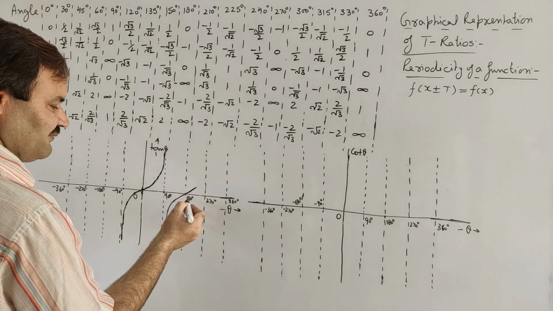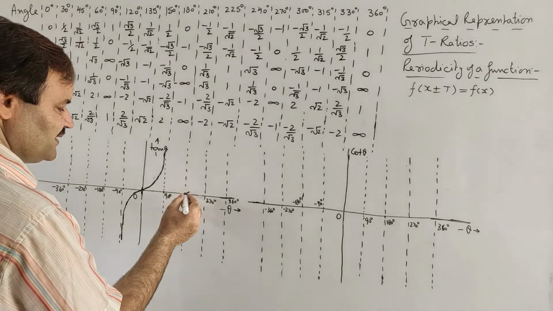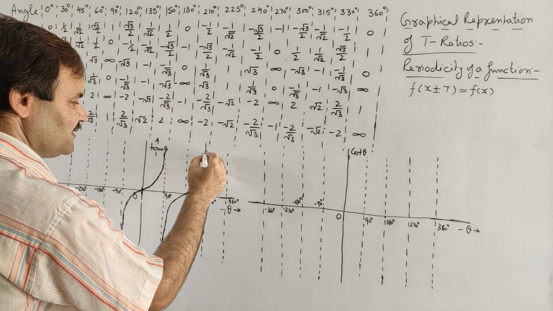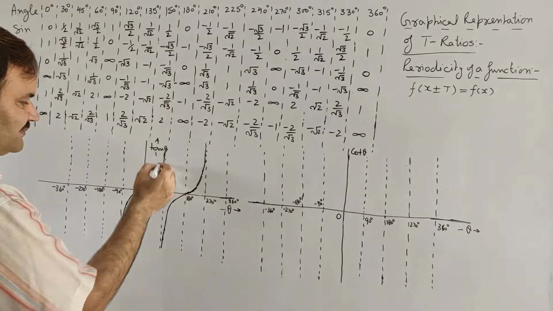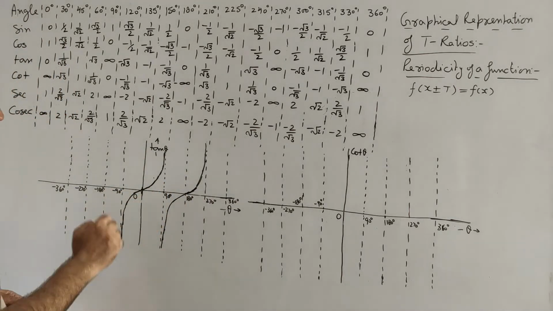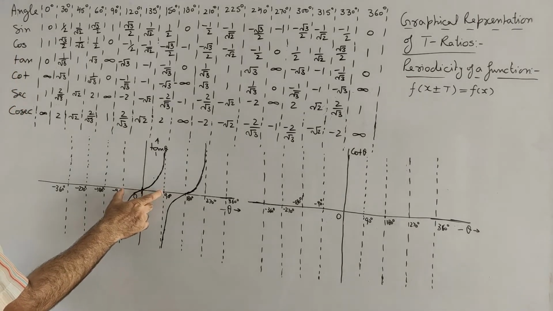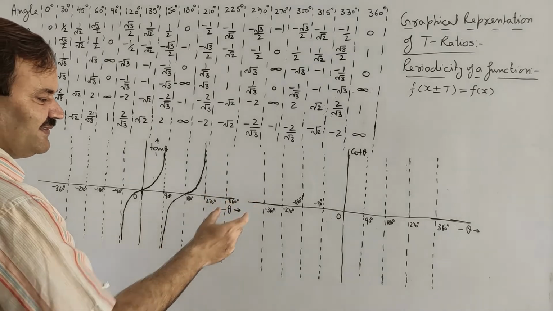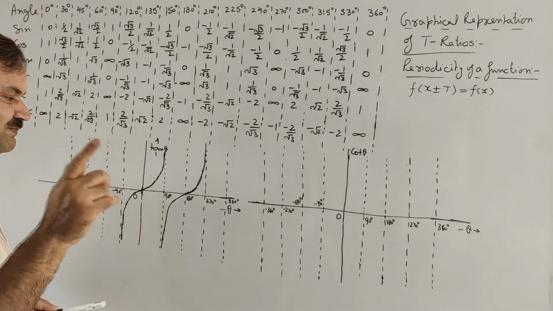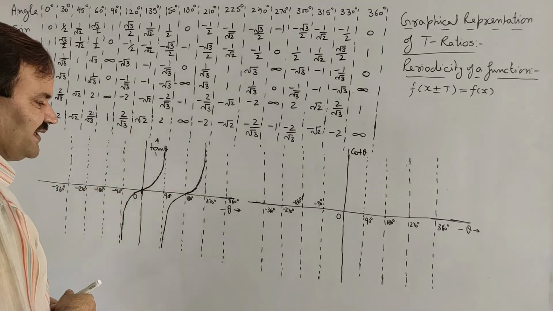Again, from 180 degree to 270 degree, that is in the third quadrant, tan will be positive. So the value of tan theta will change this way, like from 0 to 90 degree. And it shows that after every 180 degree, the tan will repeat its values. It means the period of tan theta is pi, that is 180 degree.